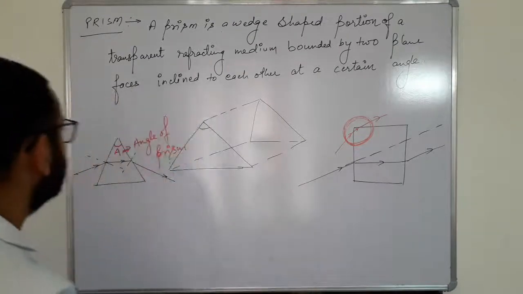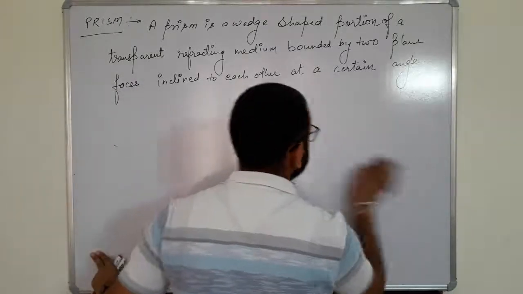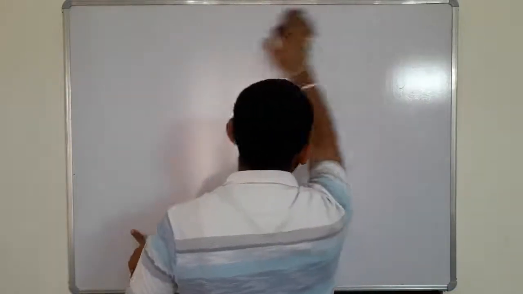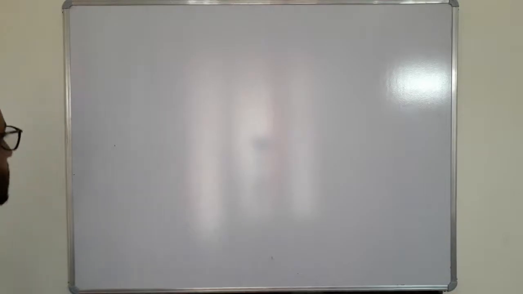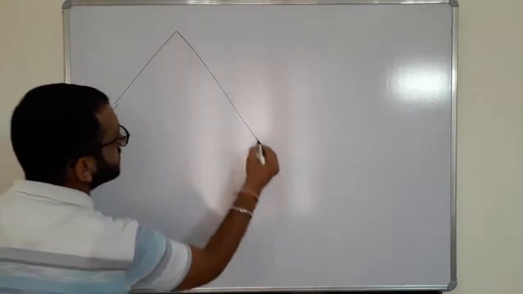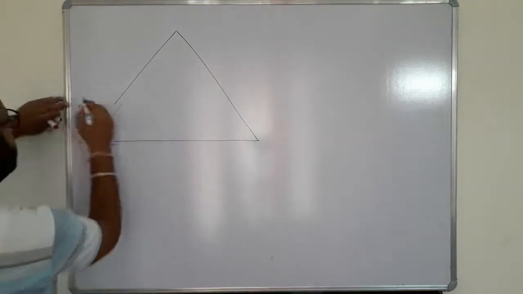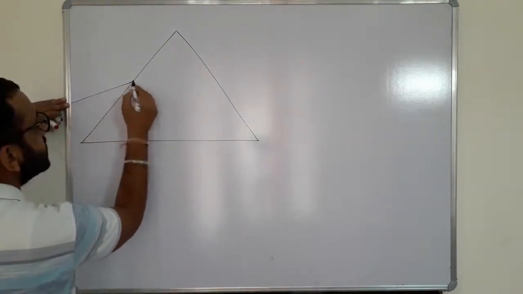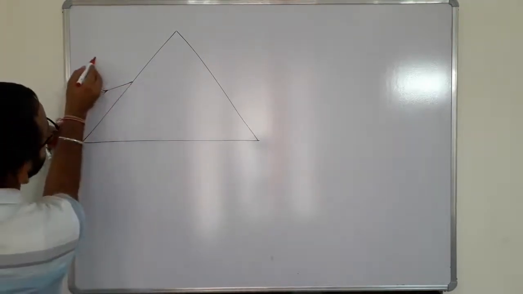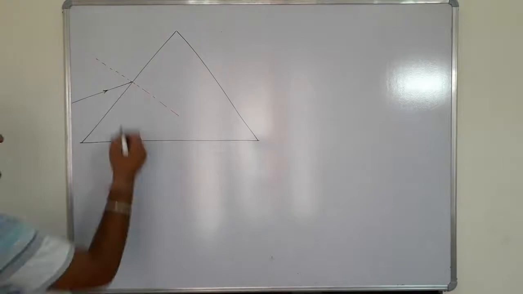Now what do we have to discuss? We have to discuss refraction through a prism, draw a ray diagram, and derive a relation for the refractive index of a particular prism. Okay, let's start. Suppose we have a prism like this, and here is an incident ray which is coming like this and strikes at this particular point. If I draw a normal at this point, it will be like this, and this is the angle of incidence.